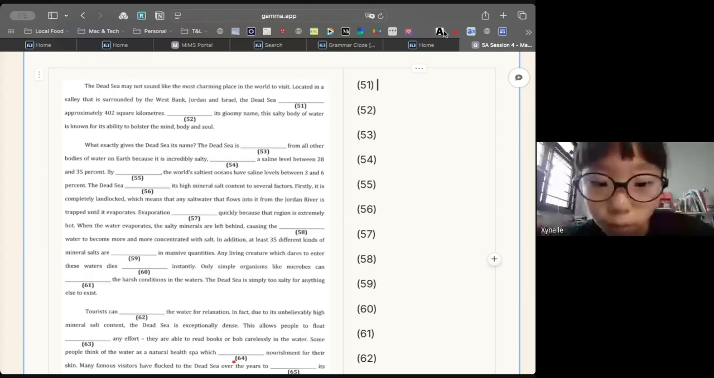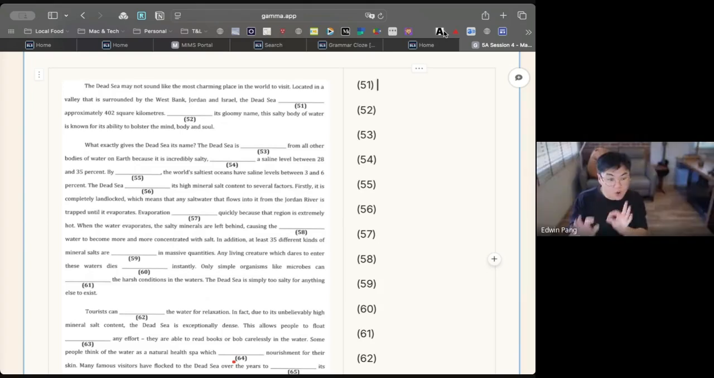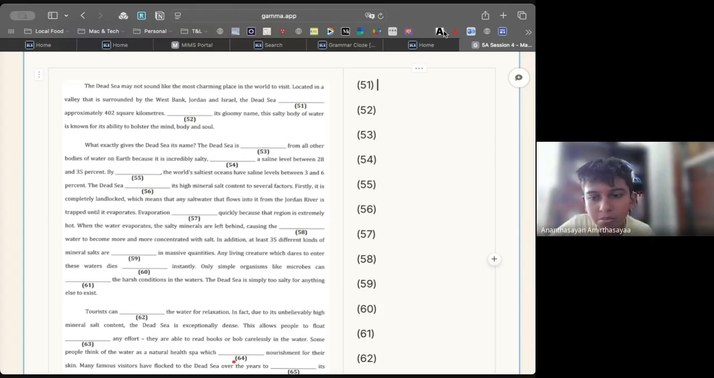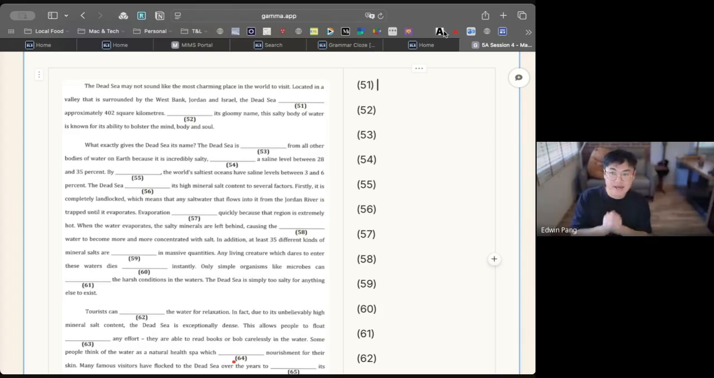402 square kilometers. Okay, square kilometers. Have you all learned what a square kilometer or square meter or square centimeter is? What is it measuring? Anand, what does it measure? It's the area of something, right? So that means the area of the Dead Sea is 402 square kilometers.